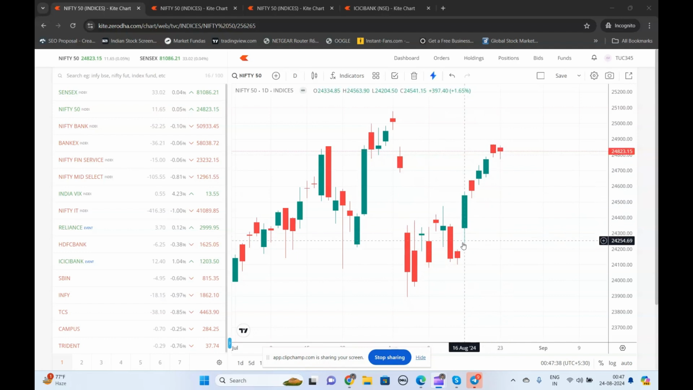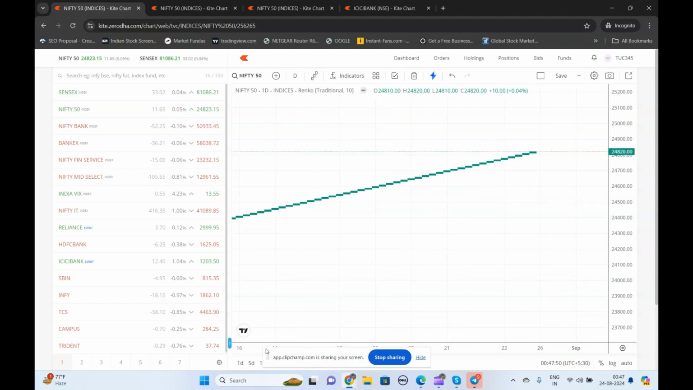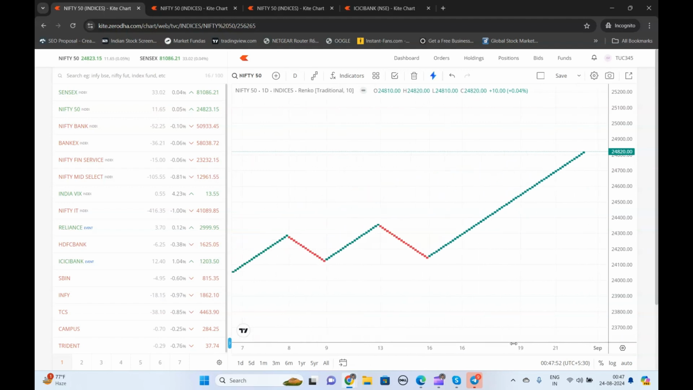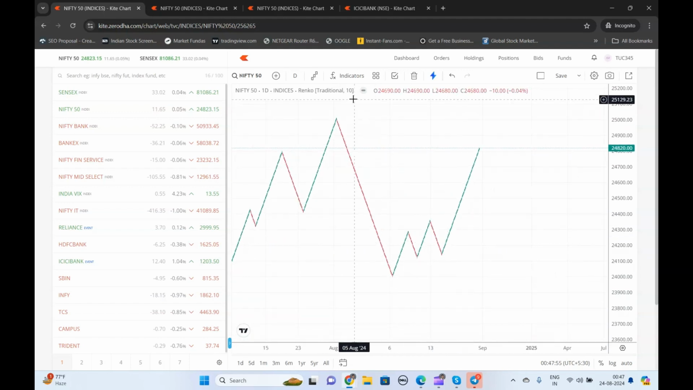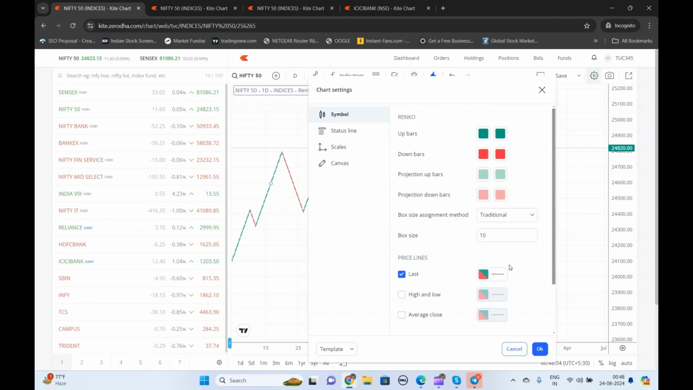With regards to Renko, what it does is it removes all of this noise. Here you go. If I change this into a Renko chart and put a box size of 10 or 12, we can put it. You can also put ATR. It is showing 14, but I would always prefer a fixed size because ATR keeps on changing.